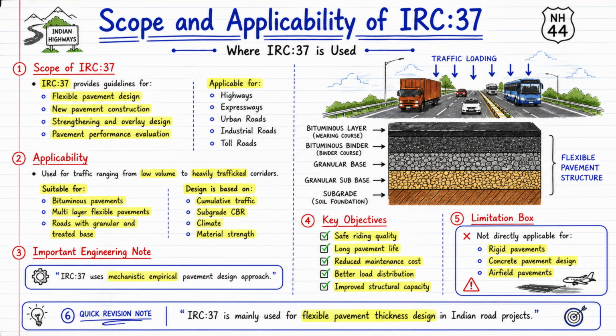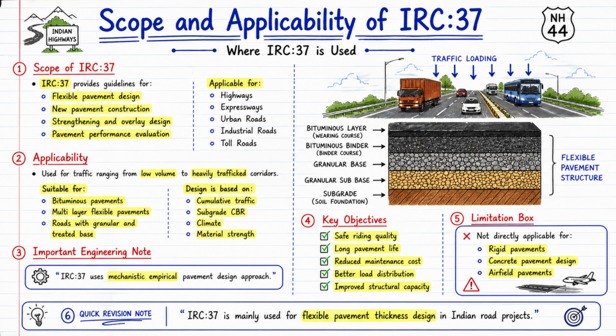Now let us look at the fourth topic of the slide. Four key objectives. Here are the main objectives of IRC 37. Safe riding quality: it should be smooth and safe. Long pavement life: the road should not show distress quickly. Reduced maintenance cost: there is no need for frequent repairs. Better load distribution.